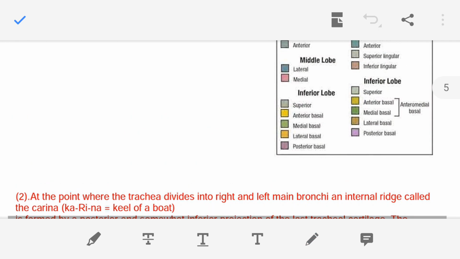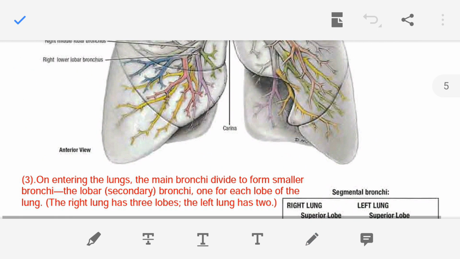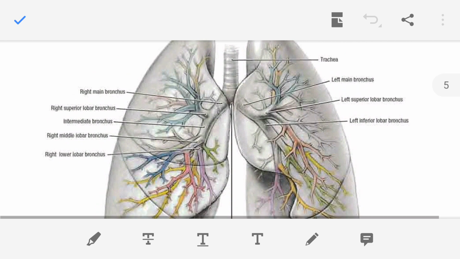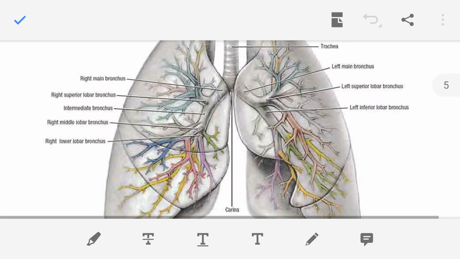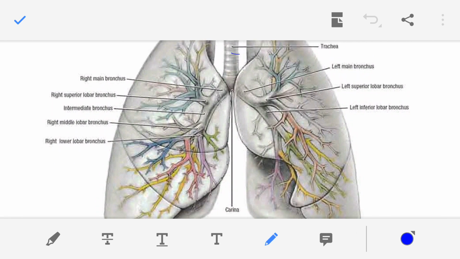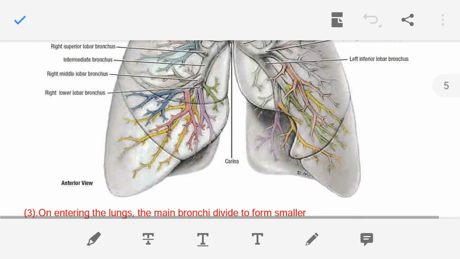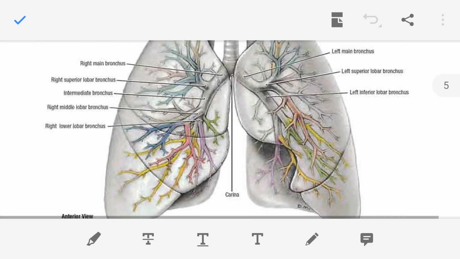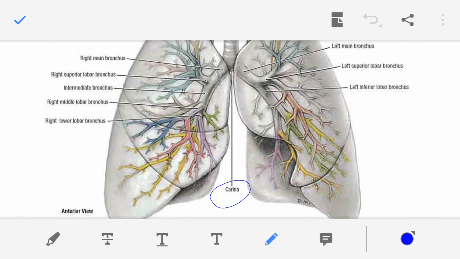So here in the figure I am showing you, here you see the trachea is shown, and here the trachea is bifurcating. The trachea is dividing into two branches. So at this juncture the carina is present. So you see where exactly the carina is.